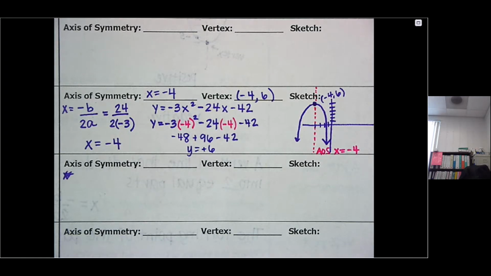Yeah, mostly. So you've got a point at the vertex, negative 4, 6. And right at that point, you put a vertical line, because that's where your axis of symmetry is. Your vertex is always on the axis of symmetry, so if you know one, you know the other. Make a vertical line, and then you know it's a frowny face because it is a negative parabola. And that's it. The only part I really care about when you sketch is the axis of symmetry and the vertex.